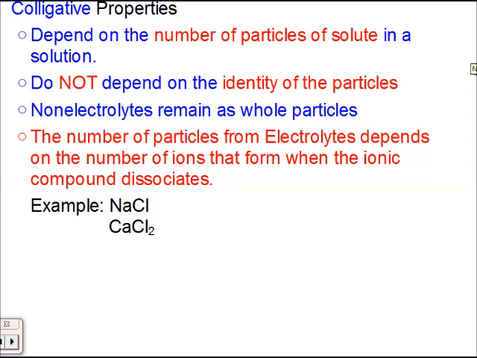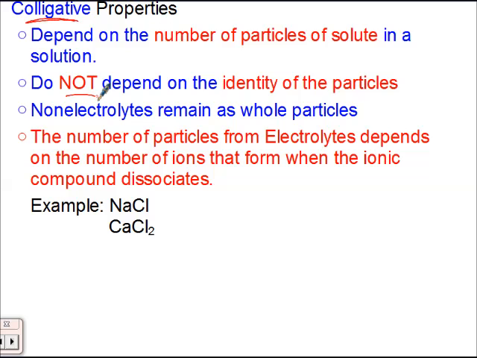Now moving on, we have something called colligative properties. These are properties of the solution that depend on the number of particles, the actual number of physical particles of that solute in that solution. It doesn't matter what they are. It does not depend on the identity.